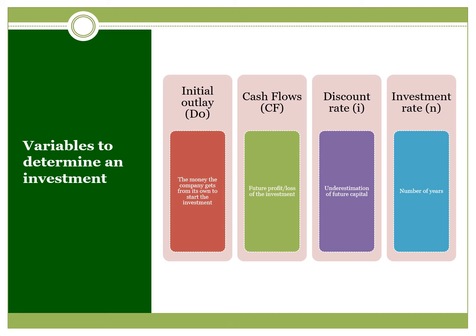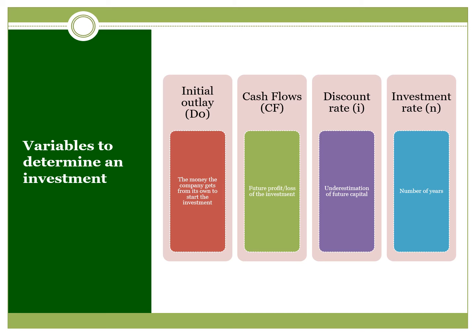The initial outlay refers to the money that the company is taking from its own money in order to start the investment. So when you're going to buy a machine, for example, you can get some money from a grant, you can get some money from a loan, but you can also use your own resources. Those own resources that the company is using to start the investment are the initial outlay.